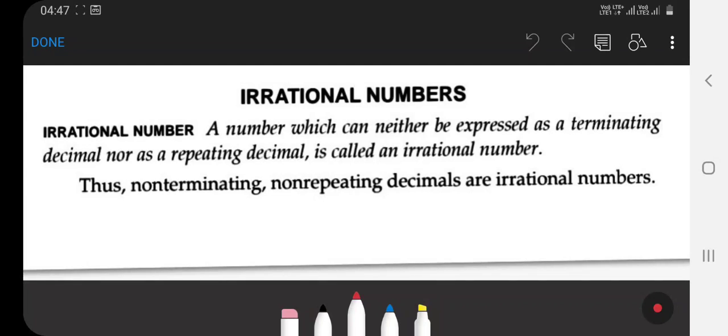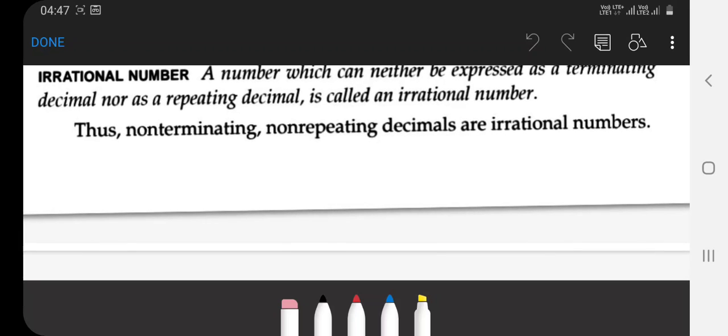A number which can neither be expressed as a terminating decimal nor as a repeating decimal is called an irrational number. That means the non-terminating, non-repeating decimals are irrational.